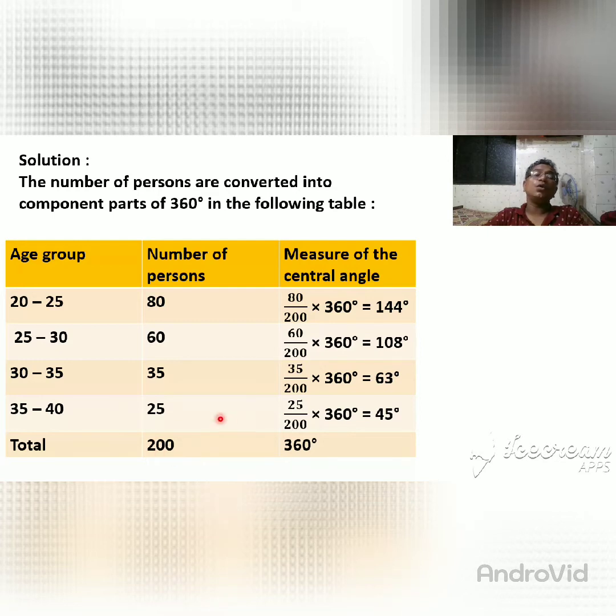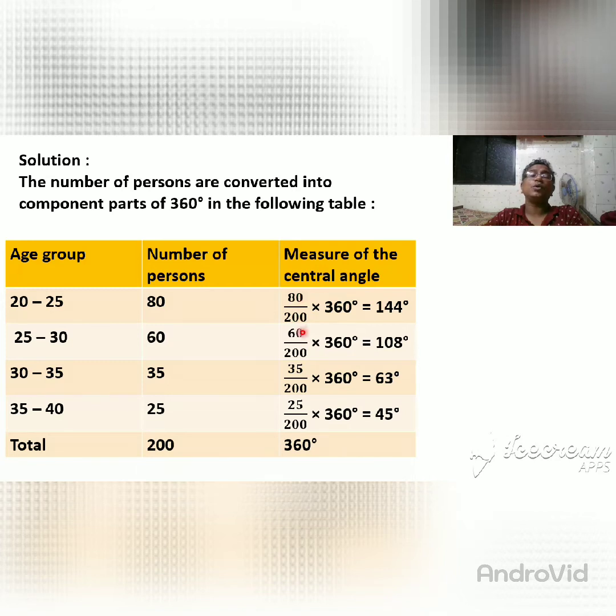Okay, so when you want to draw the pie diagram, whatever information is given, frequency is given, you do the sum of all the frequencies. So the total is 200. I want to find the angle for 20 to 25. The total is 200, so in the denominator I write 200. And how many persons out of 200? 80. So 80 is the numerator and 200 is the denominator.